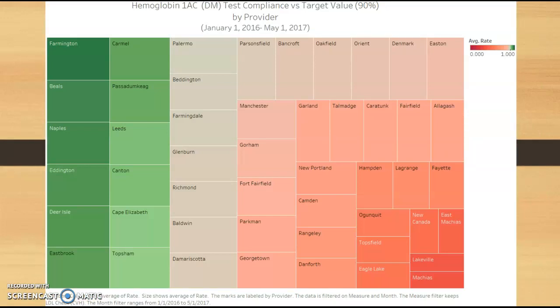The provider heat map shows a similar story. Although there are some providers that are clearly exceeding this target rate of 90%, most of them are barely passing the target, represented by this brownish green color. And these, the rest, are not passing at all, the reddish ones. So there's a lot of opportunity for improvement.